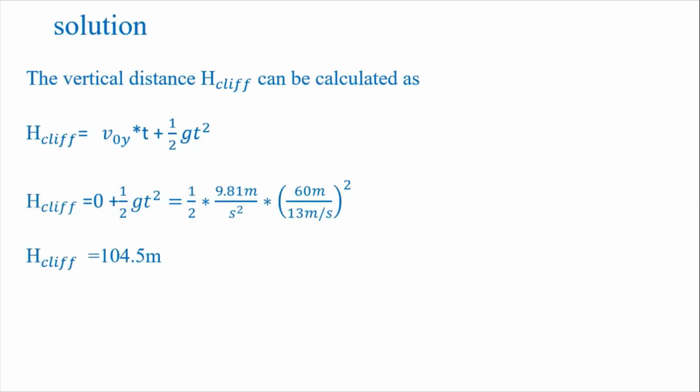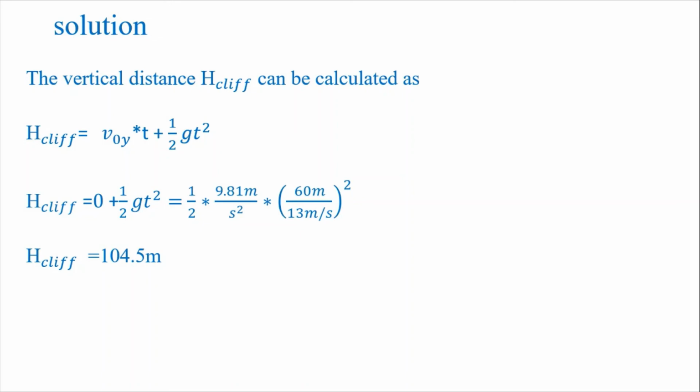Of the 5 equations of motion that we mentioned earlier, the one which best fits our problem is S is equal to ut plus 1 over 2 a t squared. Substituting the corresponding values for this problem, we have h cliff is equal to v naught y times time plus 1 over 2 g t squared, where g substitutes acceleration in the original equation, and v naught y substitutes the initial velocity.